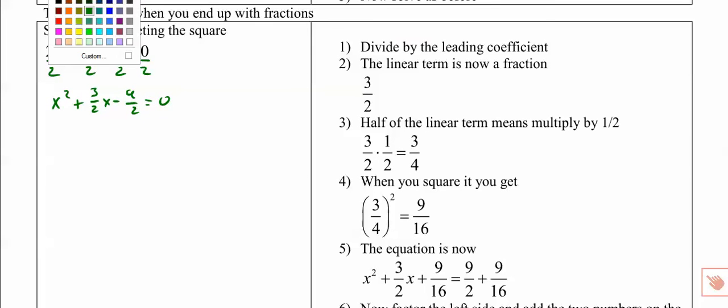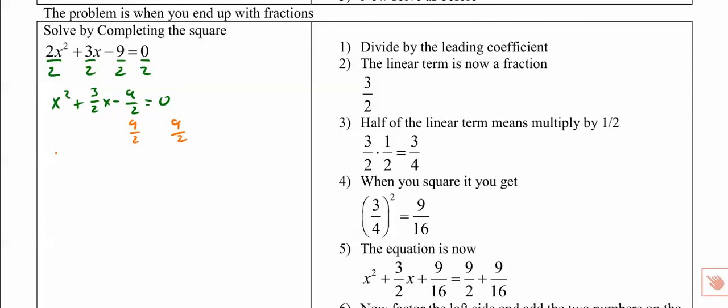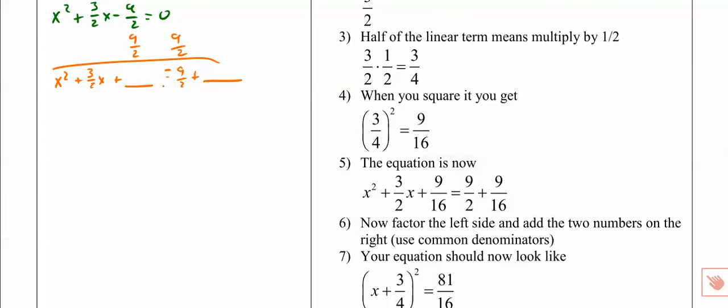Now just like before, we're going to add our 9 halves. We're going to add this constant to both sides. And we get x squared plus 3 halves x plus something equals 9 halves plus something. It's always going to be this way. It's always going to be plus, because when we take half of this number and square it, it's always going to be a positive number.